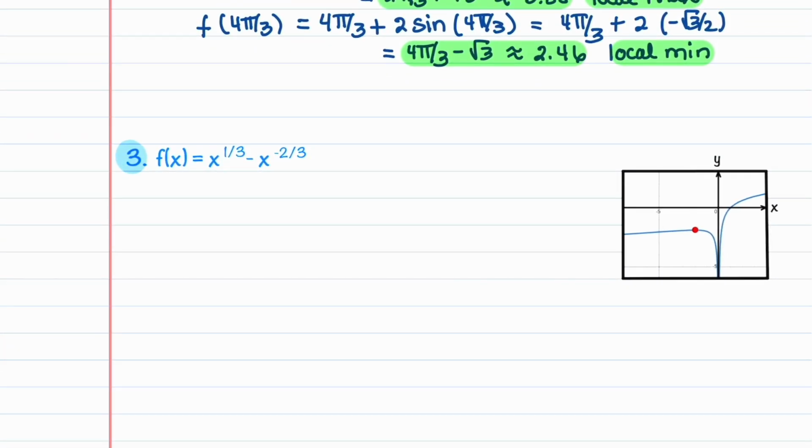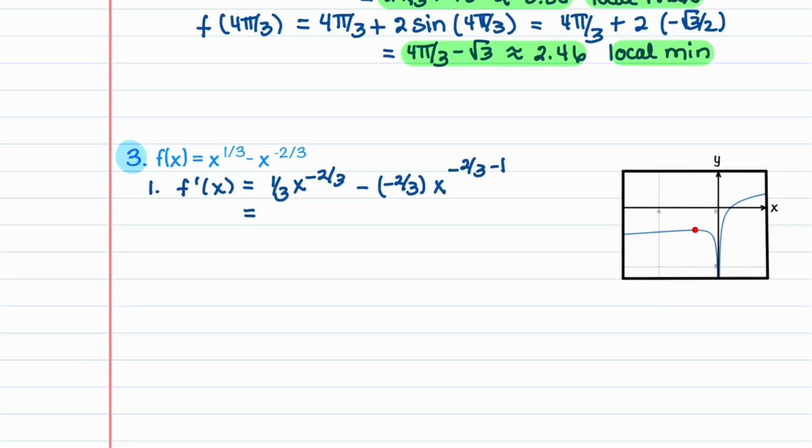Let's now look at our third example. I wanted to do this problem because it has something in it that is not in the first two problems that we just looked at. We're going to start just like we did with our first two problems by taking the derivative. F prime of x is going to be 1/3 x to the minus 2/3 minus a minus 2/3 times x to the minus 2/3 minus 1.